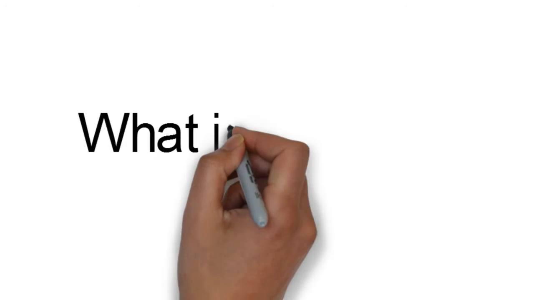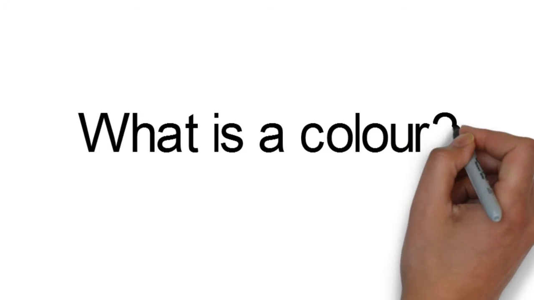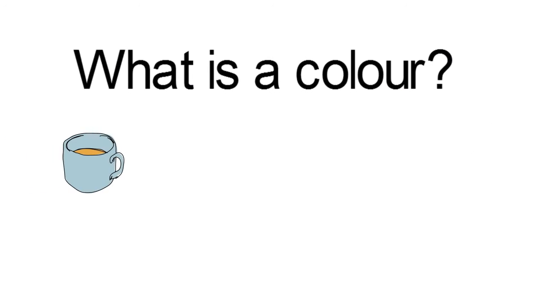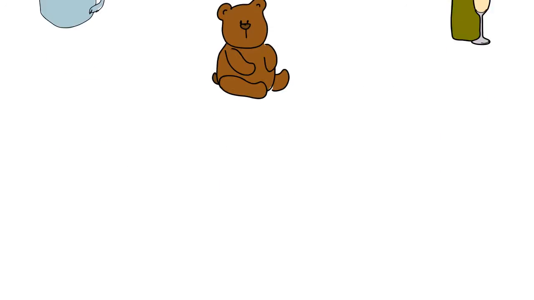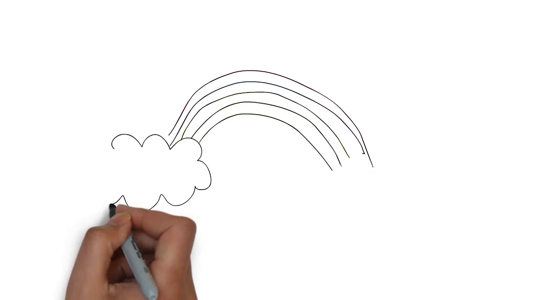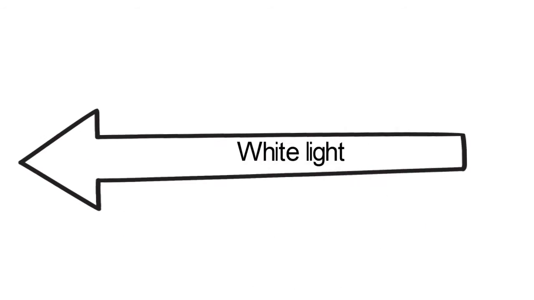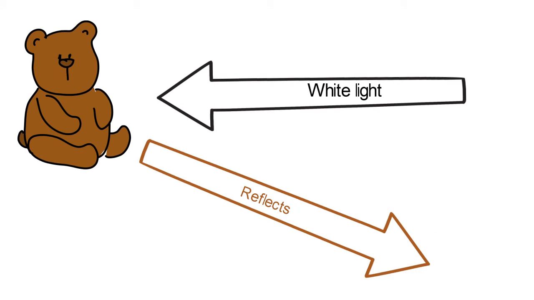To answer this question, we first need to understand what is a color and what makes things colorful. Objects by themselves have no color. They simply reflect light falling on them. White light consists of all the colors or wavelengths in the visible spectrum. When a white light falls on an object, it reflects some wavelengths and absorbs the rest. The color corresponding to those reflected wavelengths becomes the color of that object.